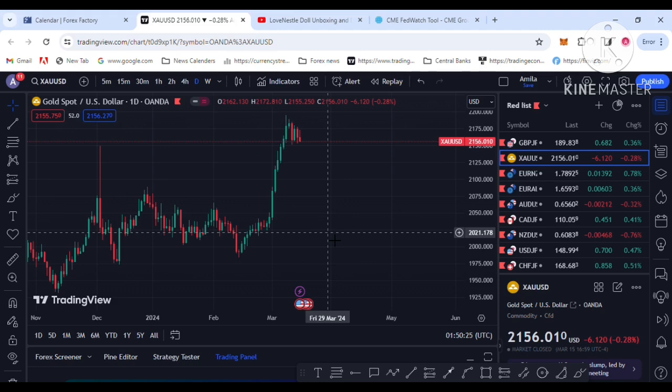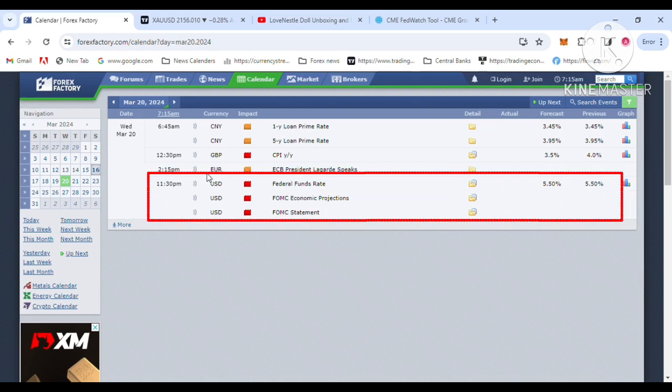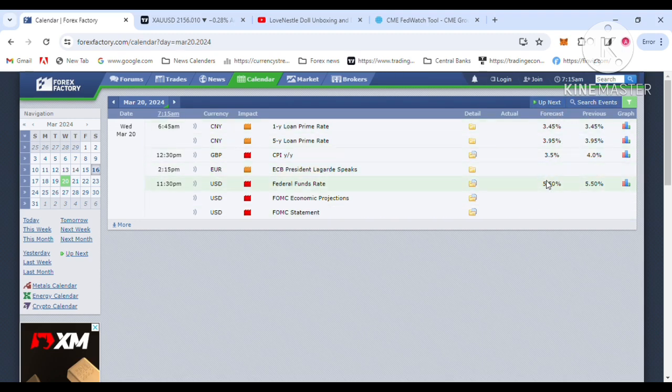I am going to the Forex Factory website. Next week, more volatile economic events will be held. That is the federal funds rate, on the 20th of March, next Wednesday. 5.5 is the Fed's current interest rate, the American Central Bank, and it is forecast that they will pause the rate again at 5.5.